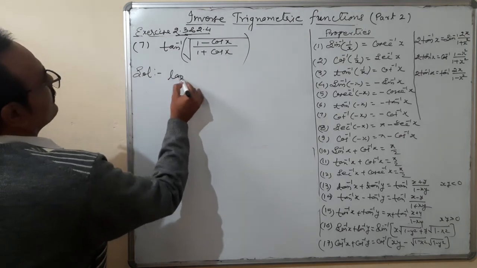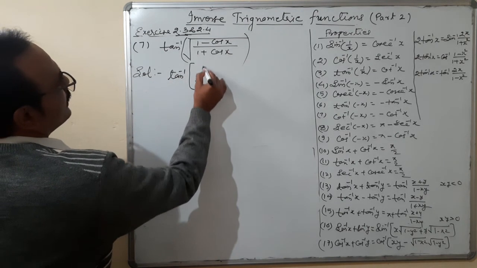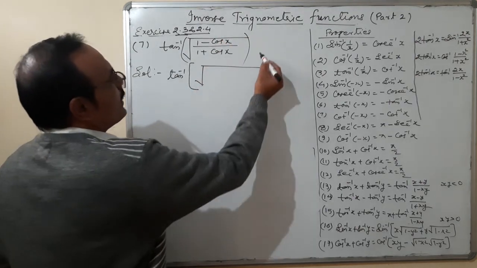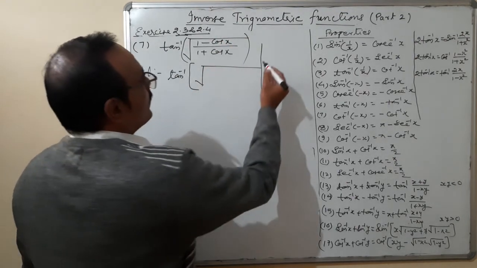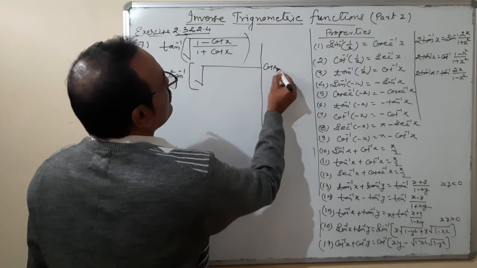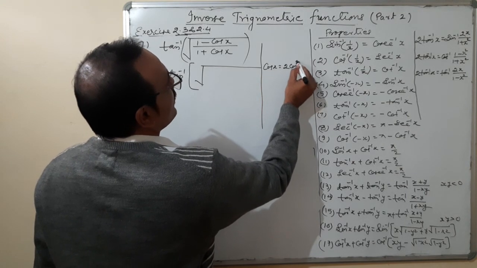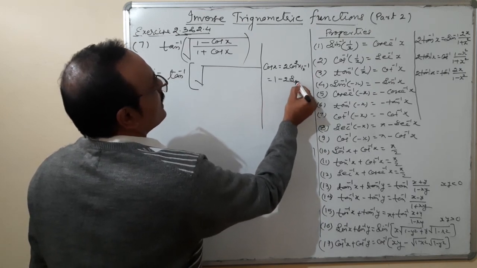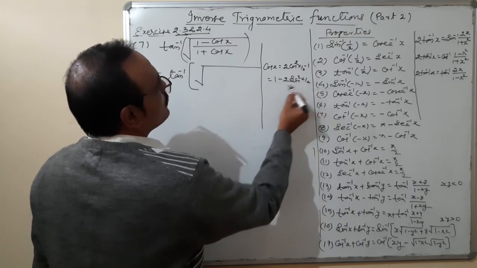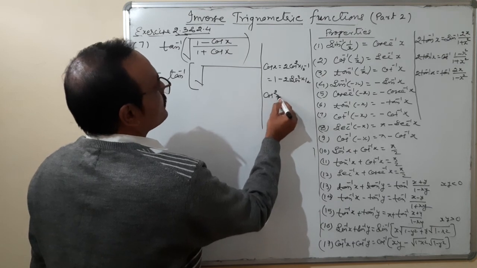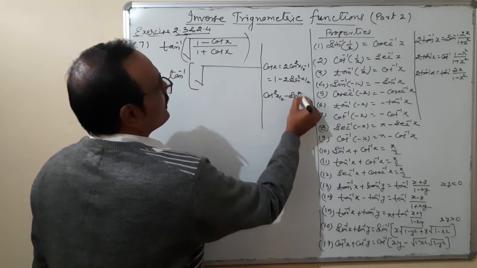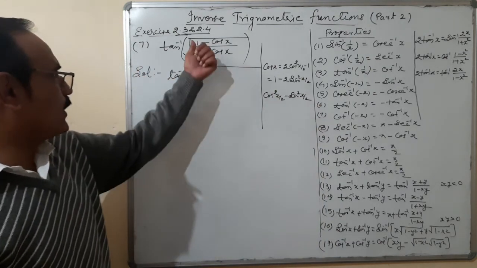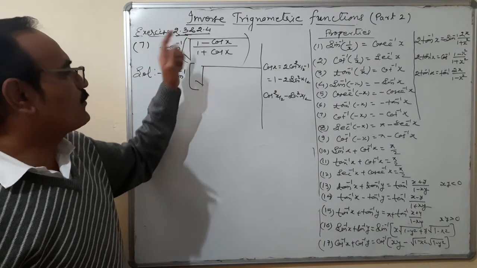Tan inverse under root. For cos x we have three formulae. One: cos x is equal to 2 cos square x by 2 minus 1. Second: 1 minus 2 sin square x by 2. Third: cos square x by 2 minus sin square x by 2. Here, since the 1 is there, how do we remove this 1?